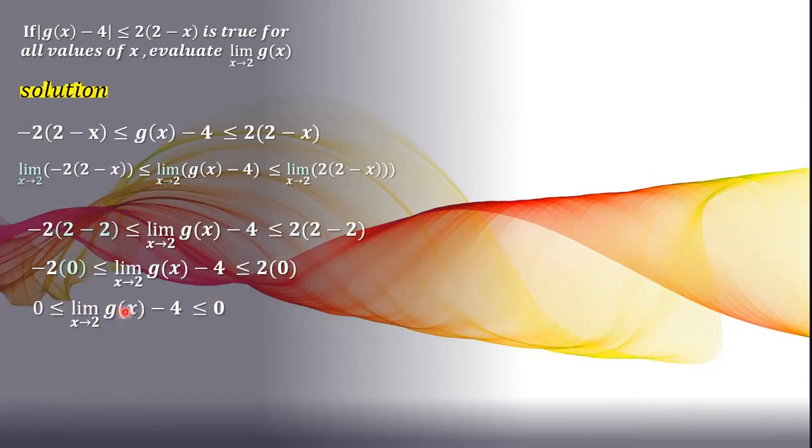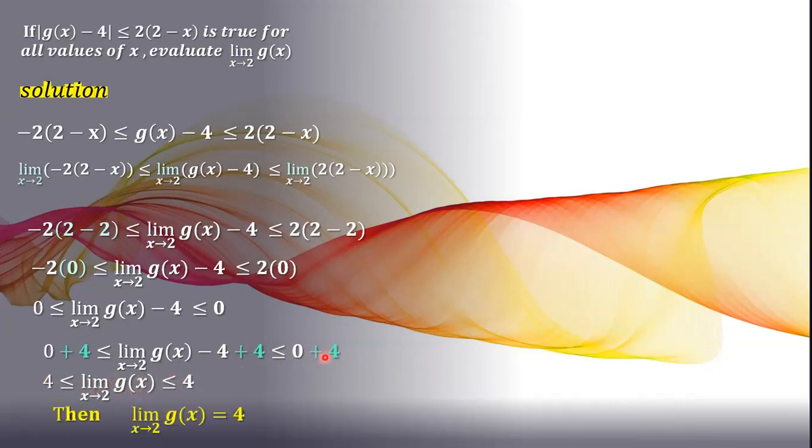In the middle, we have to make the limit of g of x alone. So we have to add positive 4 for all sides. Positive 4 and negative 4 get rid of each other, equals 0. So the limit of g of x is greater than or equal to 4 and less than or equal to 4. So the limit equals 4. This is the squeeze theorem. Okay.